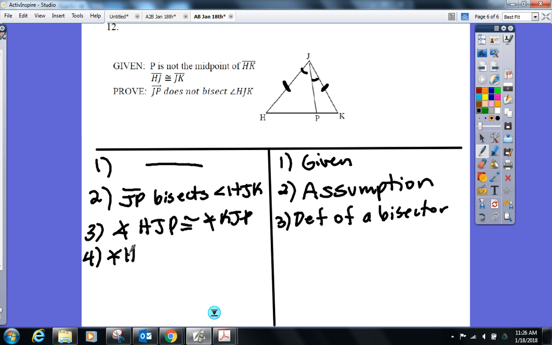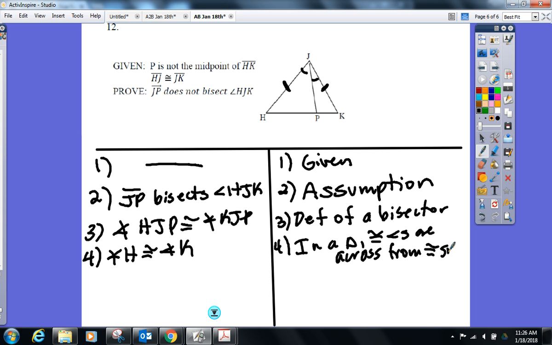So angle H congruent to angle K, in a triangle, congruent angles are across from congruent sides. Okay, we're getting there. All right, now prove your triangles congruent by whatever method. If you use reflexive, it'll be side angle side. If you use the angles like I did, it'll be angle side angle. Triangle HJP is now congruent to triangle KJP.